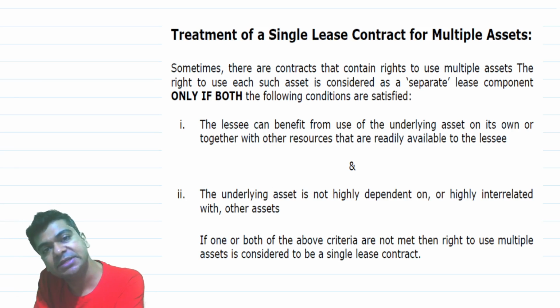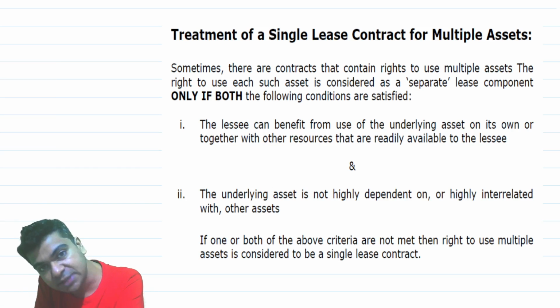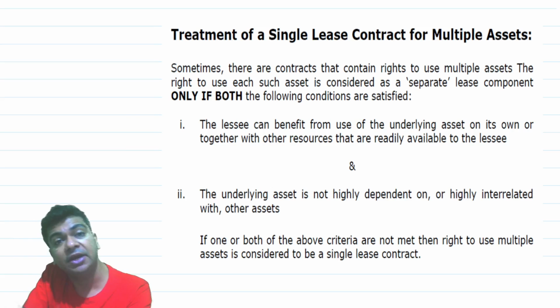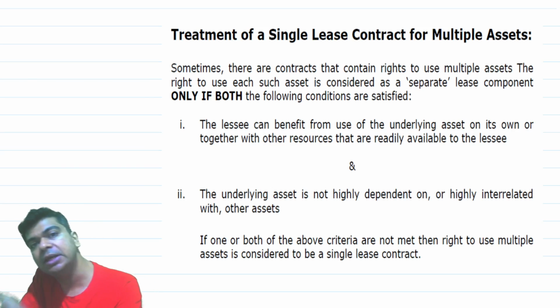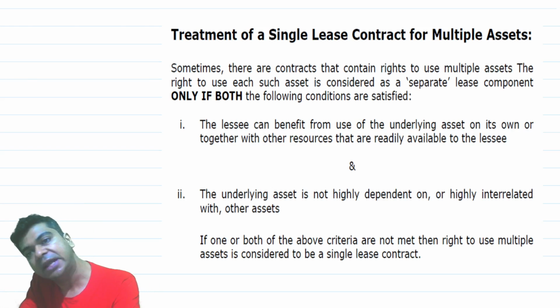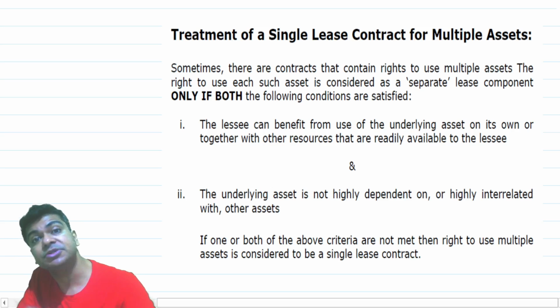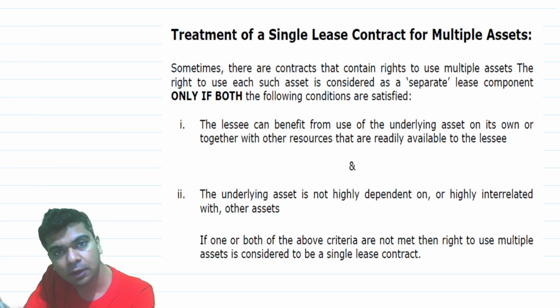Because legally there is a single contract, should I treat it as a single accounting contract as far as accounts is considered? Or because I am getting a right of using multiple assets, should I treat the right of using each and every asset as a separate lease contract insofar as accounts is considered? So there is guidance given in Ind AS 116 with respect to this matter. Should we give importance to substance over form? That's the question that we are arising over here.